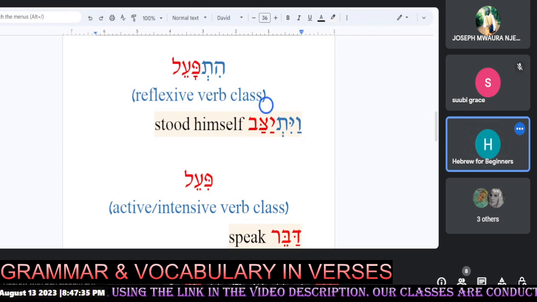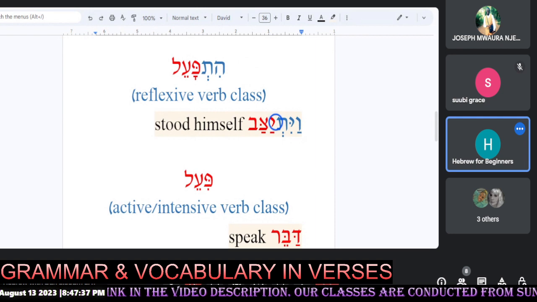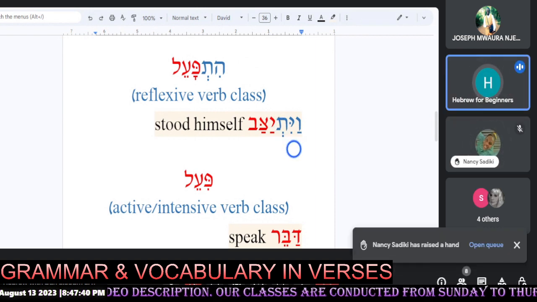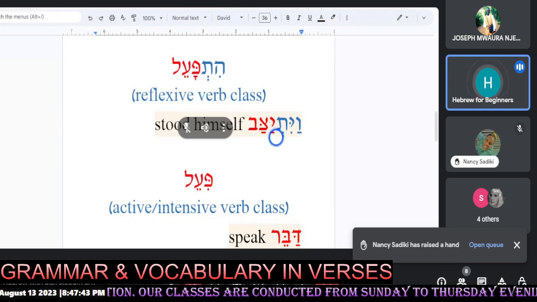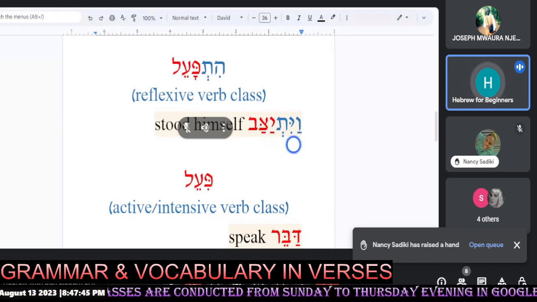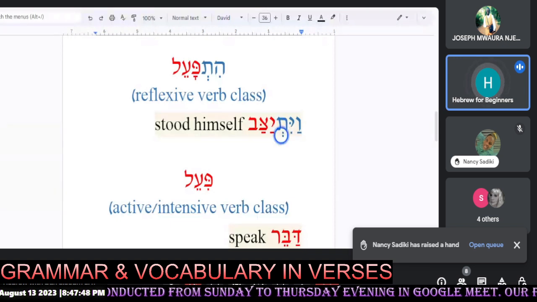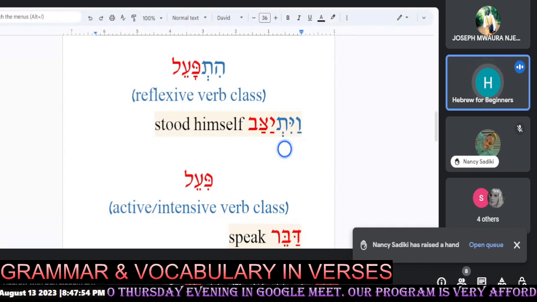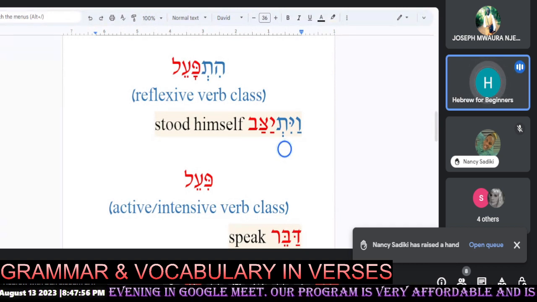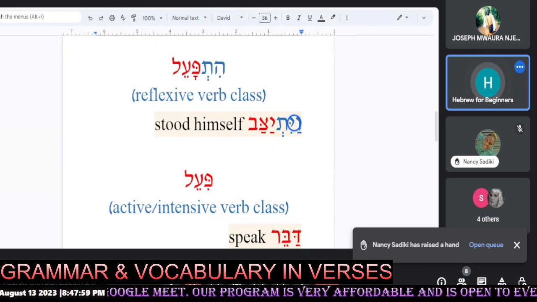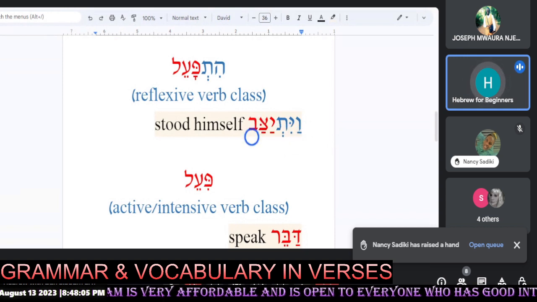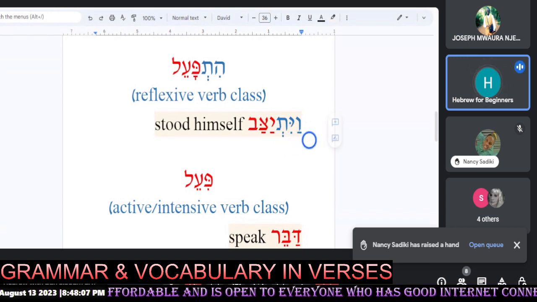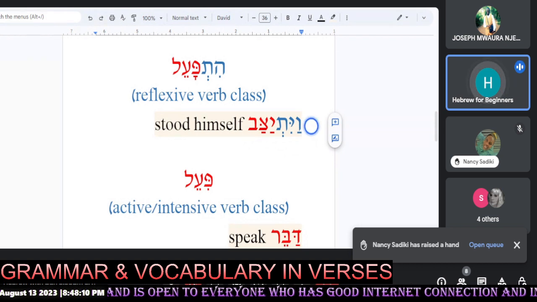And its prefix is the chirik tav, eet. Yit'yatsev, met'yatsev, tit'yatsev. It's this eet, this chirik tav, that's saying something is being done to myself or to yourself or to himself or herself. And then again, we have the vav in the biblical verses, which is taking the future tense, yit'yatsev, he will stand himself up, and turning it into vayit'yatsev, he stood himself up.